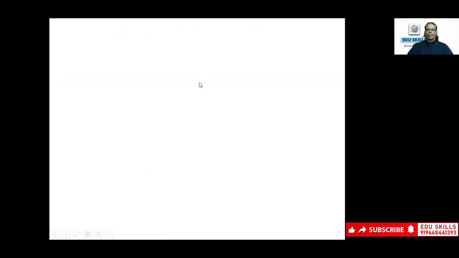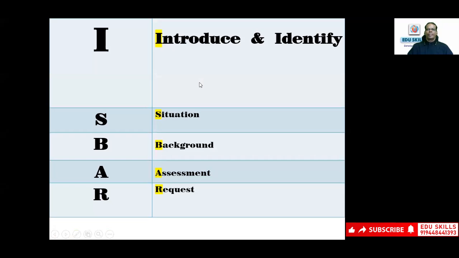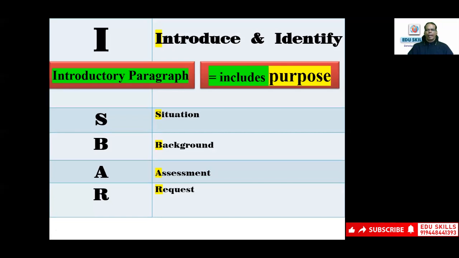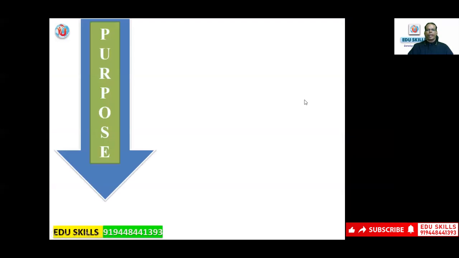Where do you locate the purpose? It is in the introduction and identification part of the ISBAR, the introductory paragraph. If you haven't seen that video or attended the session, please go to the link below and find the introductory paragraph, ISBAR, and the detailed explanation. In the ISBAR, the first one, introduce and identify, you find the introductory paragraph, which includes the purpose. So that's where you locate it.